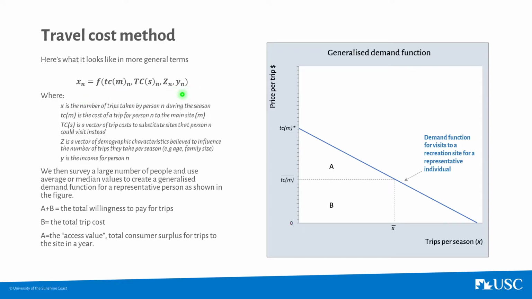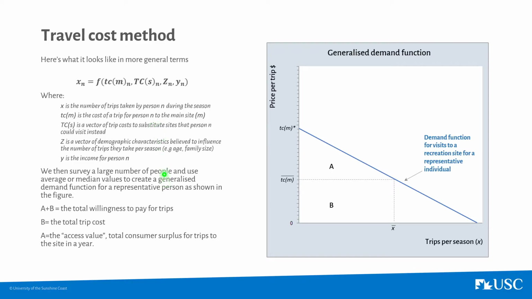And finally, we would have an income variable. So we know from our earlier demand theory that income is one of the different factors that would shift the demand curve out. So these ones here are different variables that would shift the demand curve, and the travel cost to the main site itself is essentially the price of it. So that would cause a movement along the curve.